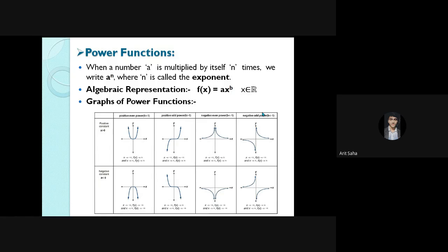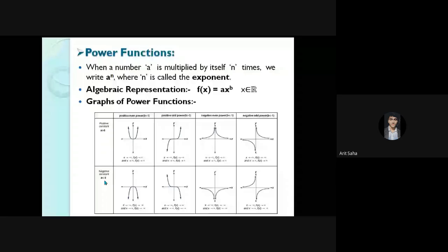In case of negative odd power, when b is less than minus 1 and positive constant a is greater than 0, if we take a negative value of x, it will give a negative value of y, and if we take a positive value of x, it will give a positive value of y. So the graph will be on the first and third quadrant. Similarly, in case of a negative constant, when a is less than 0 and b is less than minus 1, if we take a negative value of x, it will give a positive value of y, and if we take a positive value of x, it will give a negative value of y. So it will create a graph on the second and fourth quadrant.